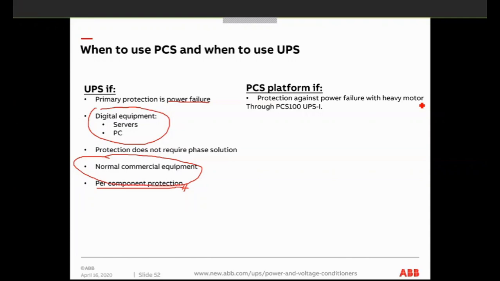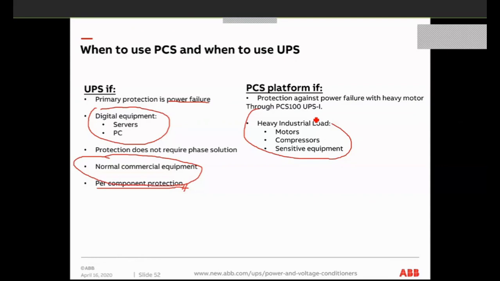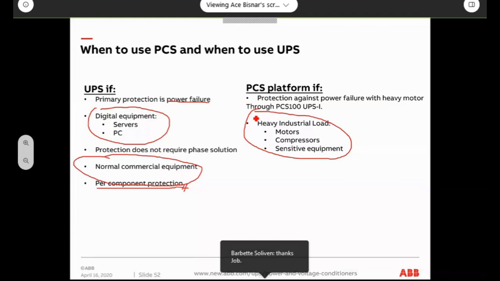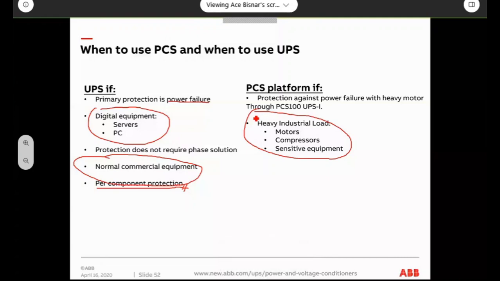To give you an idea when to use the system, it is an advantage for PCS over the UPS if you have a system that is 600 kVA and above. But if you have 600 kVA or below, and a power failure is not a problem in your system, then it is also advisable to use this platform. Why? Because you will not suffer from replacing the battery. Also, the PCS 100 is protection against phase and vector fault.